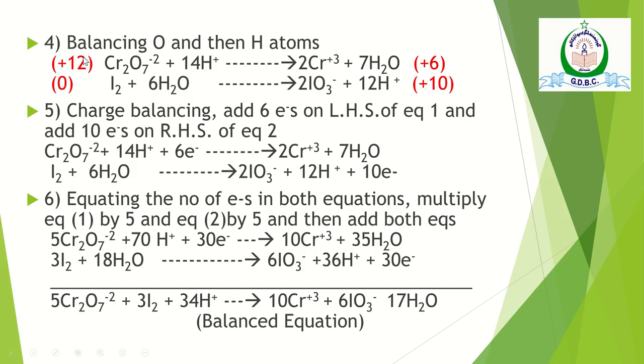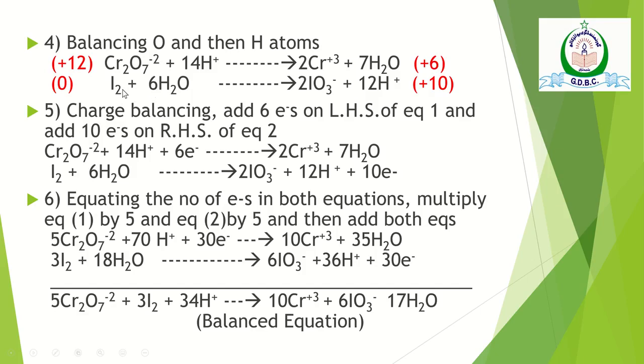So coming to equation number 1, this plus 12 can be made equal to plus 6 by adding 6 electrons on the reactant hand side here. So I have added 6 electrons on the reactant hand side in equation number 1 like this.